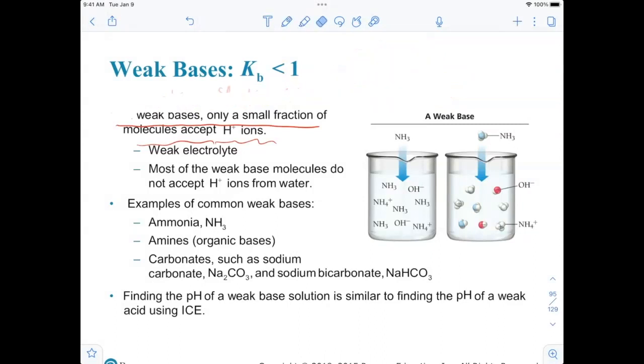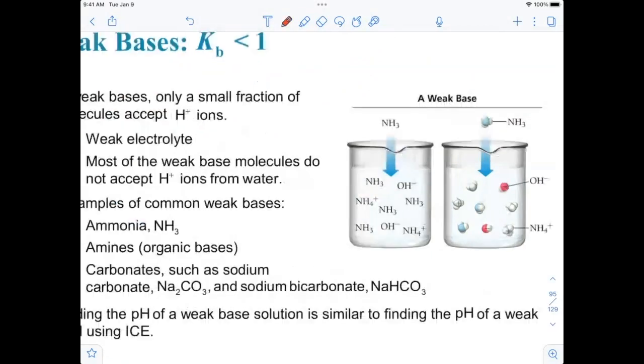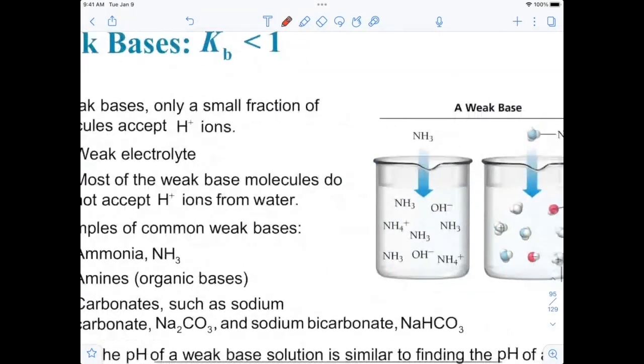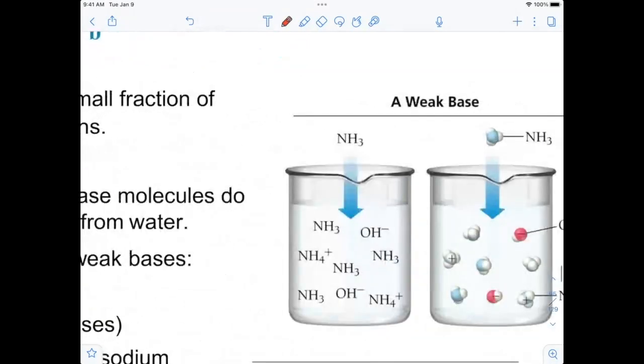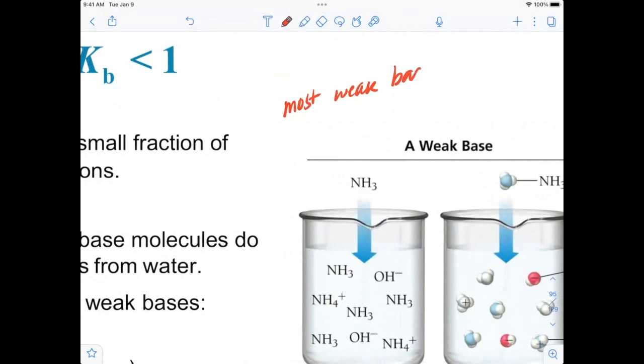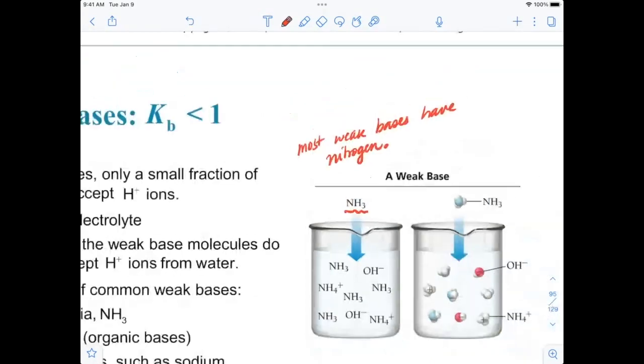So moving on from here, once again, when you're drawing the mental model or trying to explain what a weak base is in picture form, most weak bases have nitrogen in them in the formula. So this is an example of a weak base. How do you know that? It has nitrogen in it. Okay.